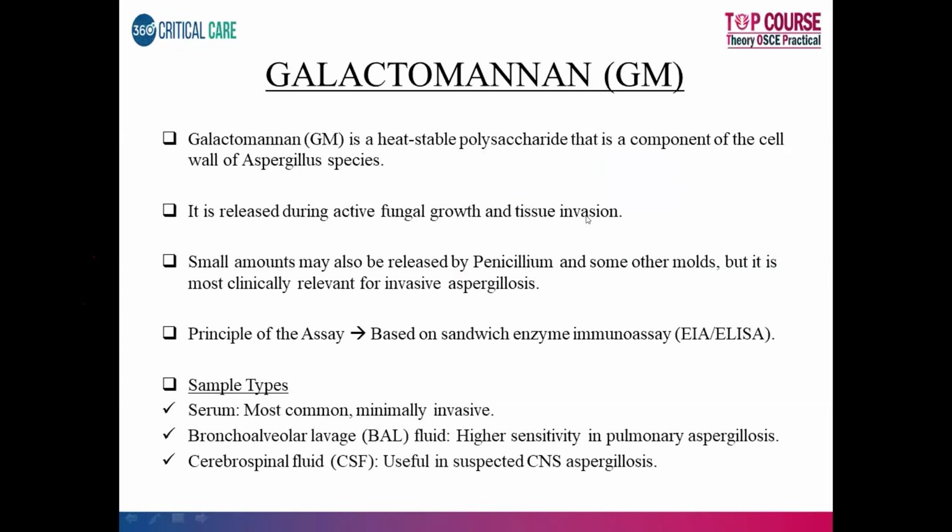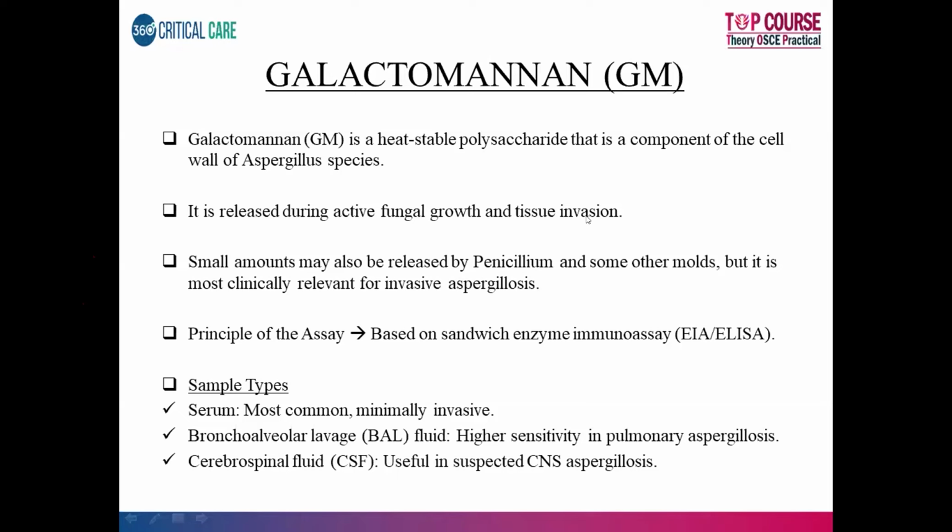So galactomannan is a heat stable polysaccharide that is a component of the cell wall of your Aspergillus species. It is released during active fungal growth and tissue invasion. Small amounts may also be released by Penicillium and some other molds, but it is most clinically relevant for invasive aspergillosis. So what is the principle of assay? It is based on your ELISA method. So whatever the galactomannan assay is, it is an ELISA method.